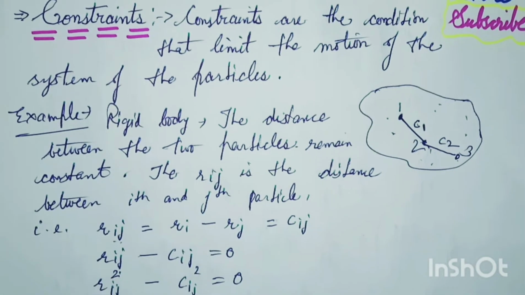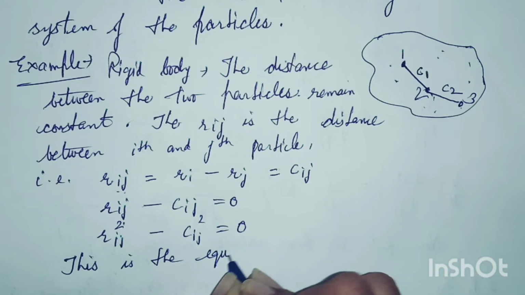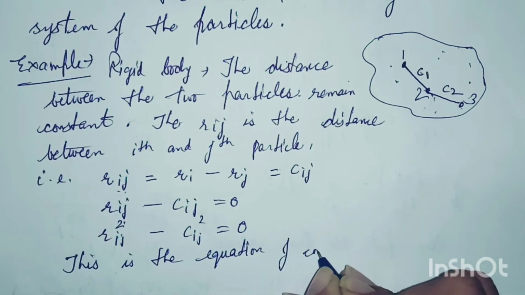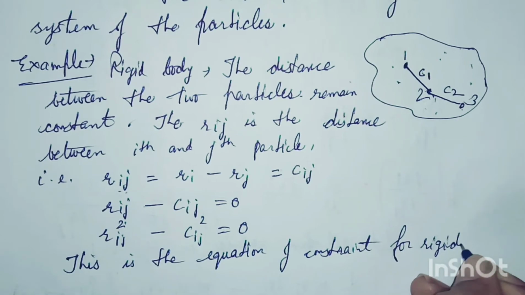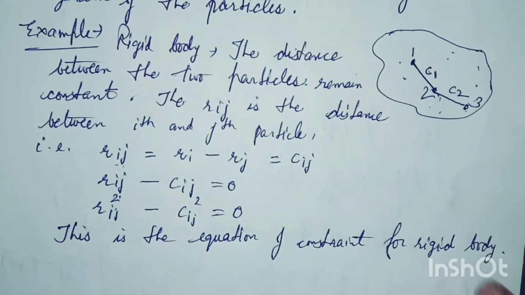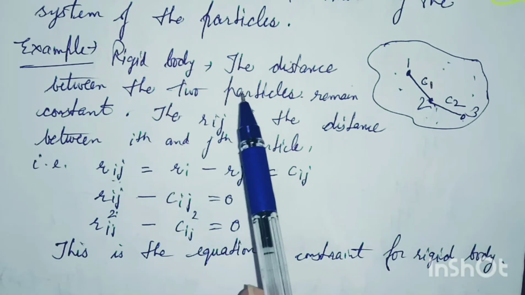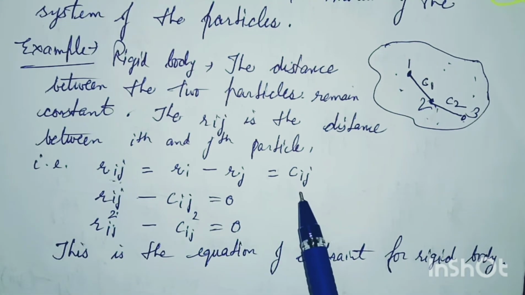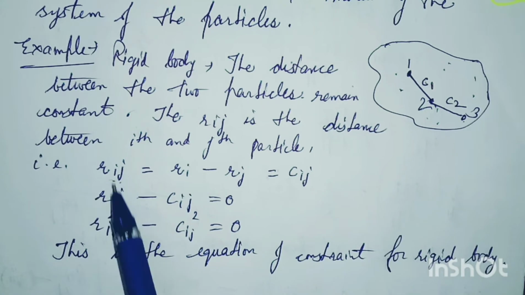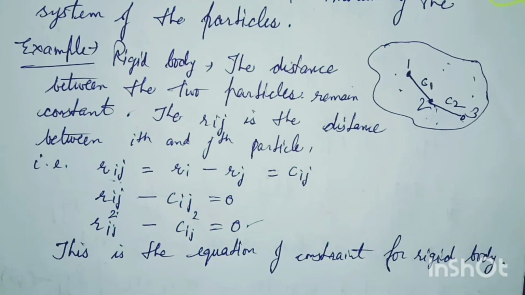So this is the equation of constraint for a rigid body. This is our example, this is our system. We said Rij is the distance between the two particles, which remains constant. So we can take Ri minus Rj equals Cij. So we can write Rij minus Cij equals 0. Here we have taken the square. So this is the equation of constraint for a rigid body.